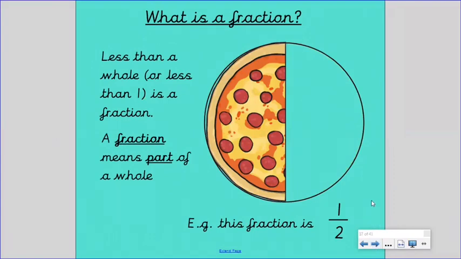So if there is less than a whole or less than one, this is a fraction. Anything less than a whole is a fraction. And a fraction means parts of a whole. For example, this fraction shown by this pizza here is half. So we haven't got the whole pizza anymore. We've only got part of it. We've got half of it. So that's when it becomes a fraction.